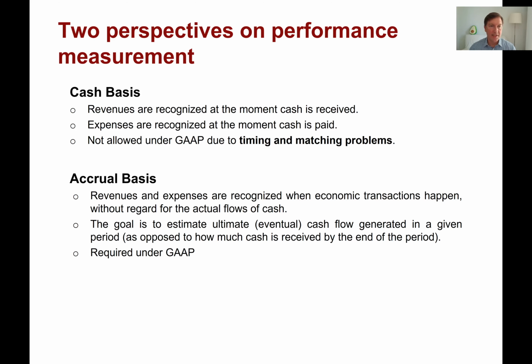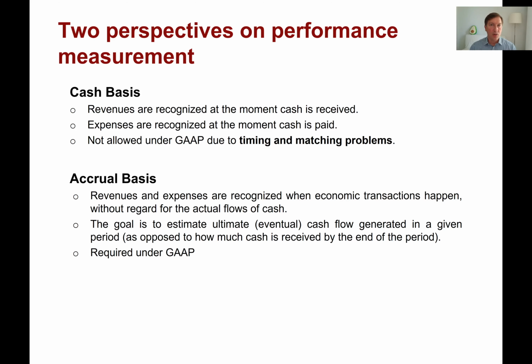A basic example is that in period 1 we purchase inventory, but we sell this inventory in period 2. So it seems like our performance was really bad in period 1 and really good in period 2, right? That's the matching problem. So to address this, there's another approach called accrual basis. In accrual basis, the way it works is that we recognize revenues and expenses irrespective of cash receipts and payments, right? We recognize revenues and expenses when economic transactions happen as opposed to when we receive or pay cash.